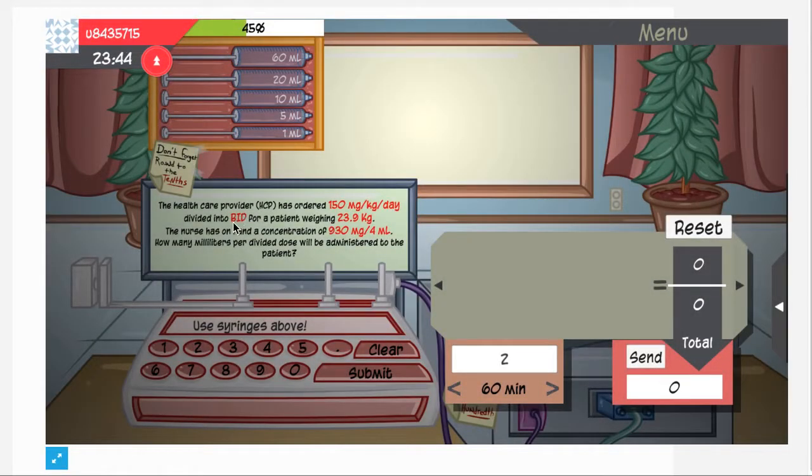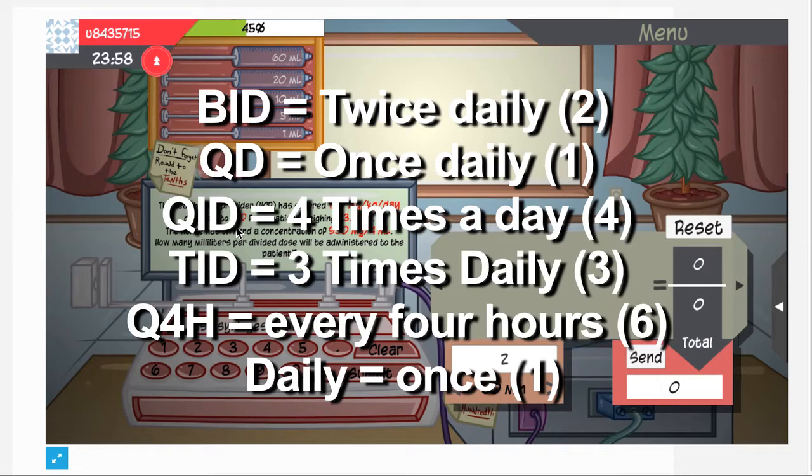The key to this one is the abbreviation dosage. So in this case, it says divided into BID. BID means twice a day. QD means once a day. TID means three times a day. And QID means four times a day. But BID is twice a day.